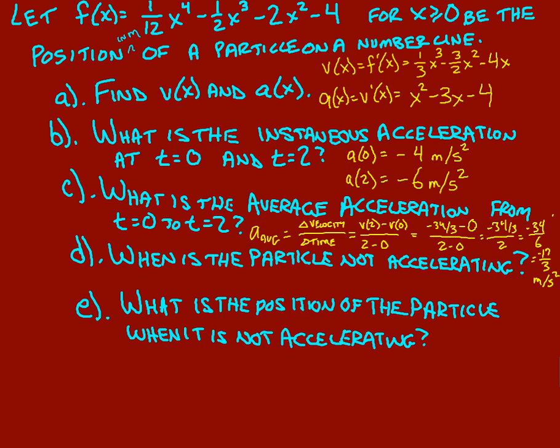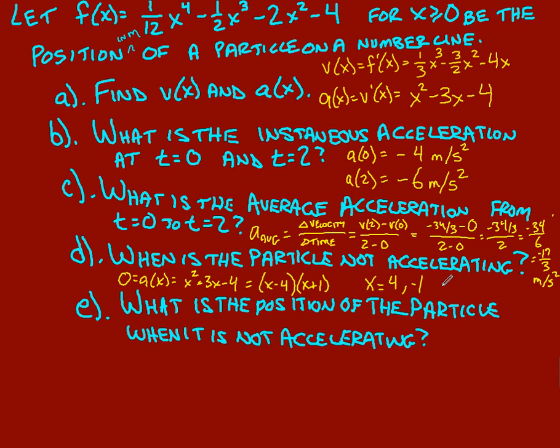Okay, when is the particle not accelerating? Well, if it's not accelerating, that means that the acceleration must equal 0. So all I'm going to do is set that equation for acceleration, x squared minus 3x minus 4, equal 0. Well, to do that, I need to get this into a factored form. So to factor that, that's the same as being x minus 4 times x plus 1. Now I have 2 factors equaling 0. That means each one of them equals 0. So x minus 4 equals 0 and x plus 1 equals 0. So my times are x equals 4 seconds and x equals negative 1 seconds.